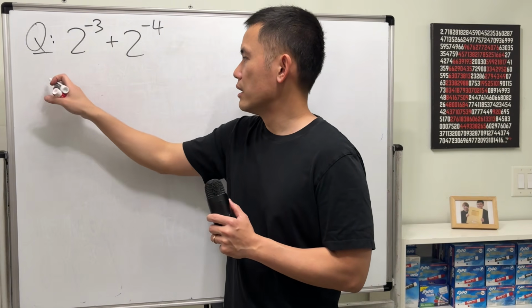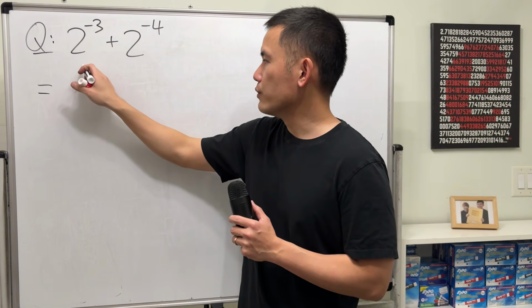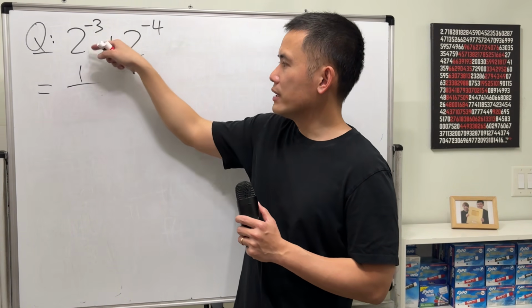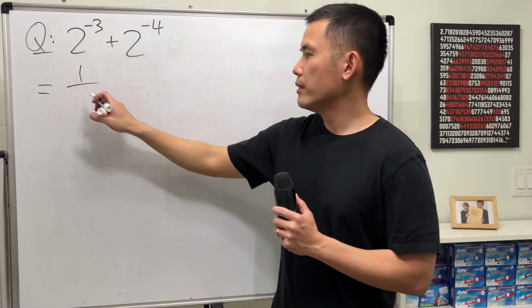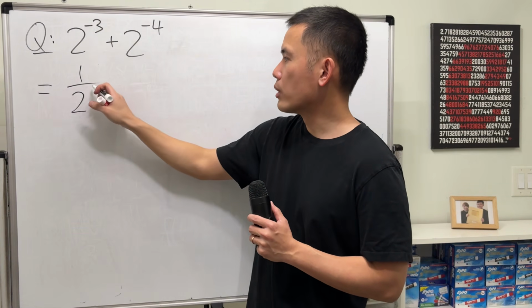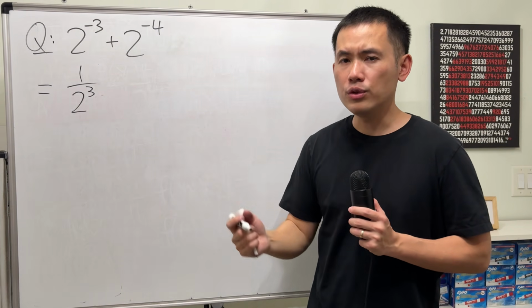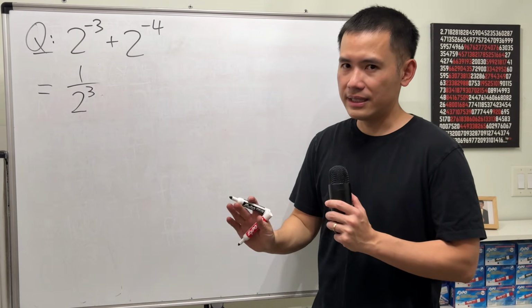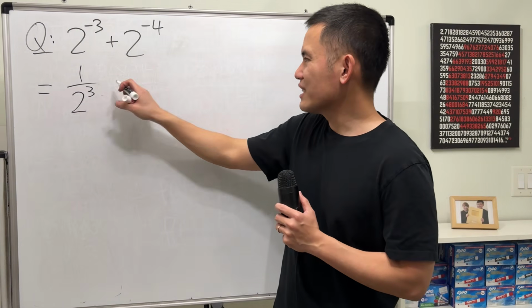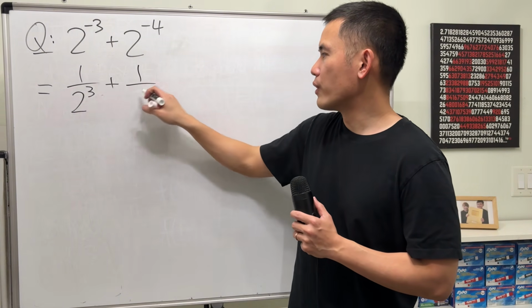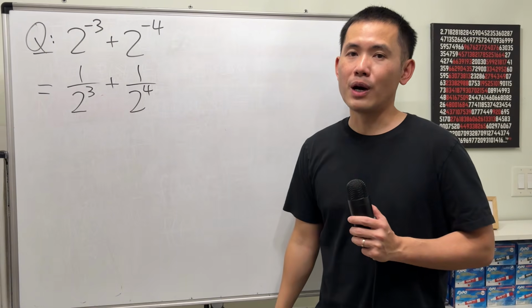Instead, we will get fractions. For this one right here, the way to do it is you have 1 over, you bring this down to the denominator, and when you do that, you make the power positive. So you actually have 1 over 2 to the positive 3 power. A fraction, it's not a negative result. For the second one, do the same thing: 1 over 2 to the positive 4th power.